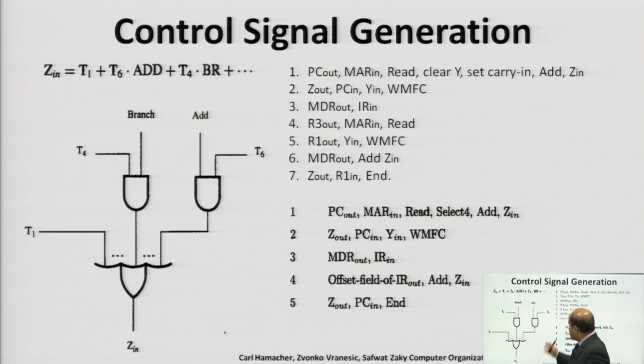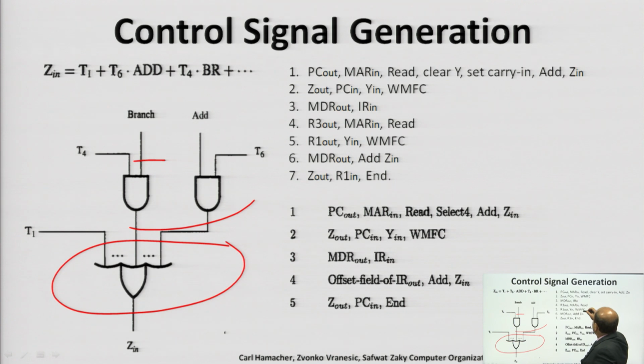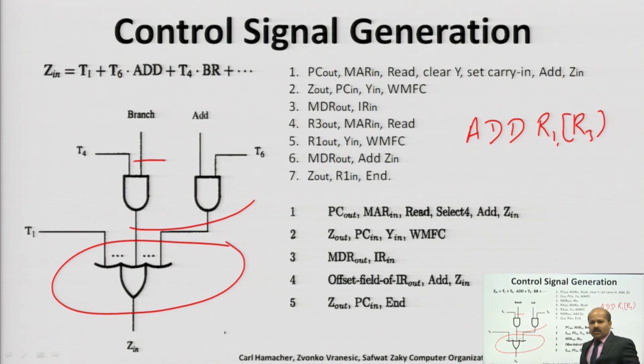So, let us see the internal architecture of this hardwired control. This is a combinational circuit of various AND and OR gates. Here you can see this is an array of OR gates and this is an array of AND gates. With the same example of 7 steps, add R1 R3, let us recall this example once again.